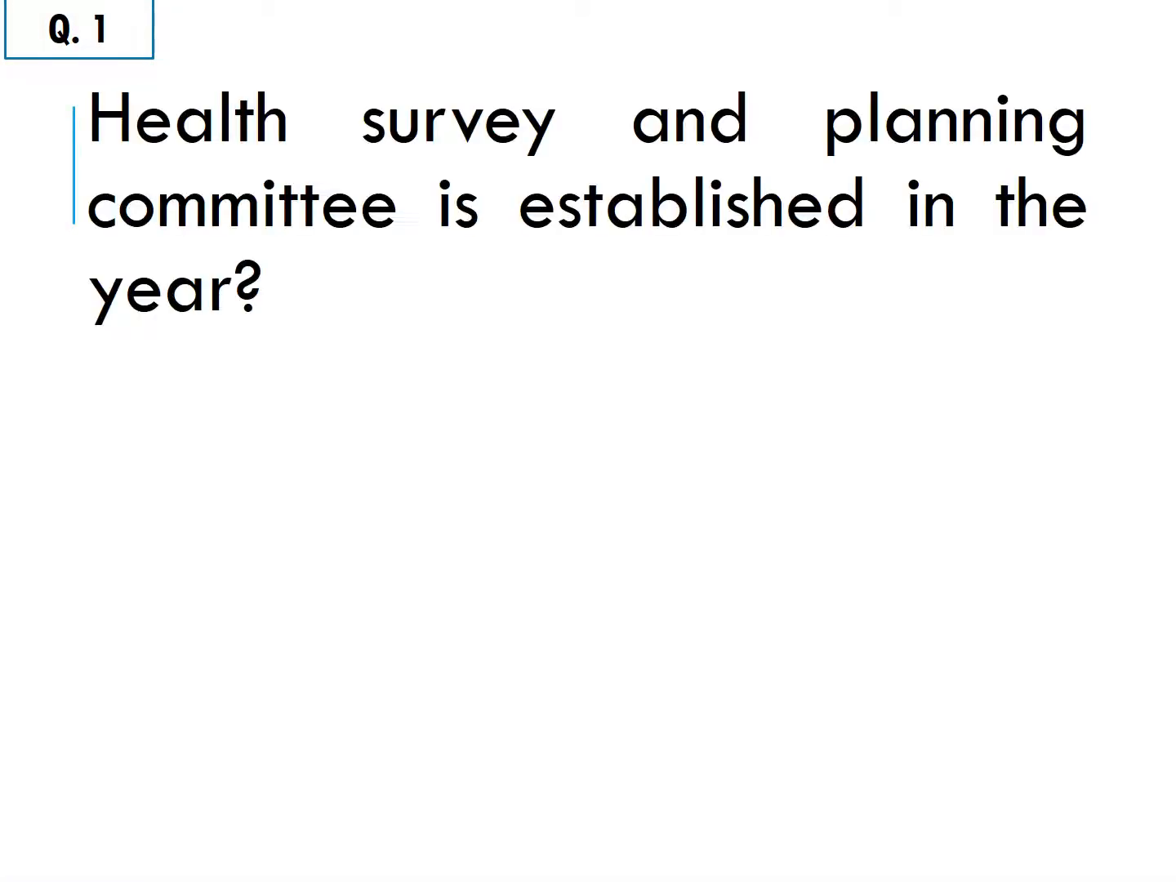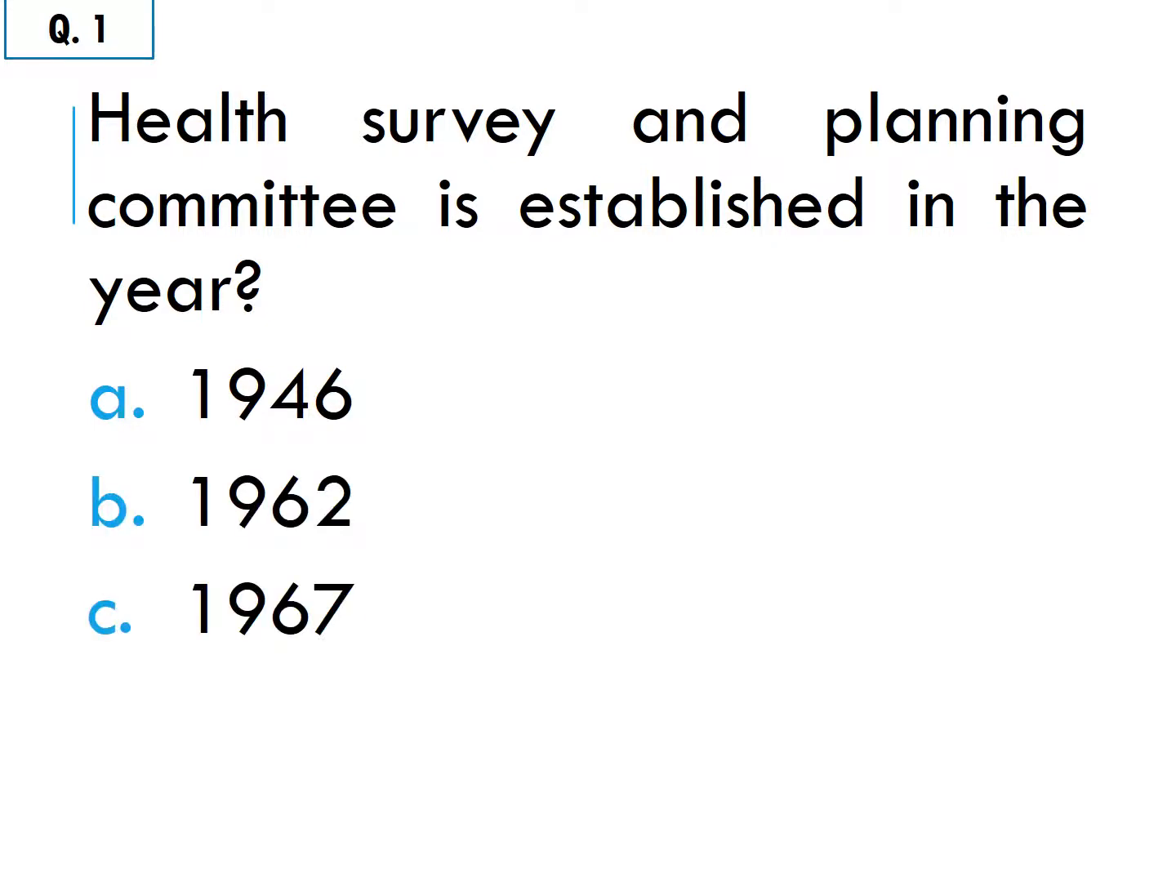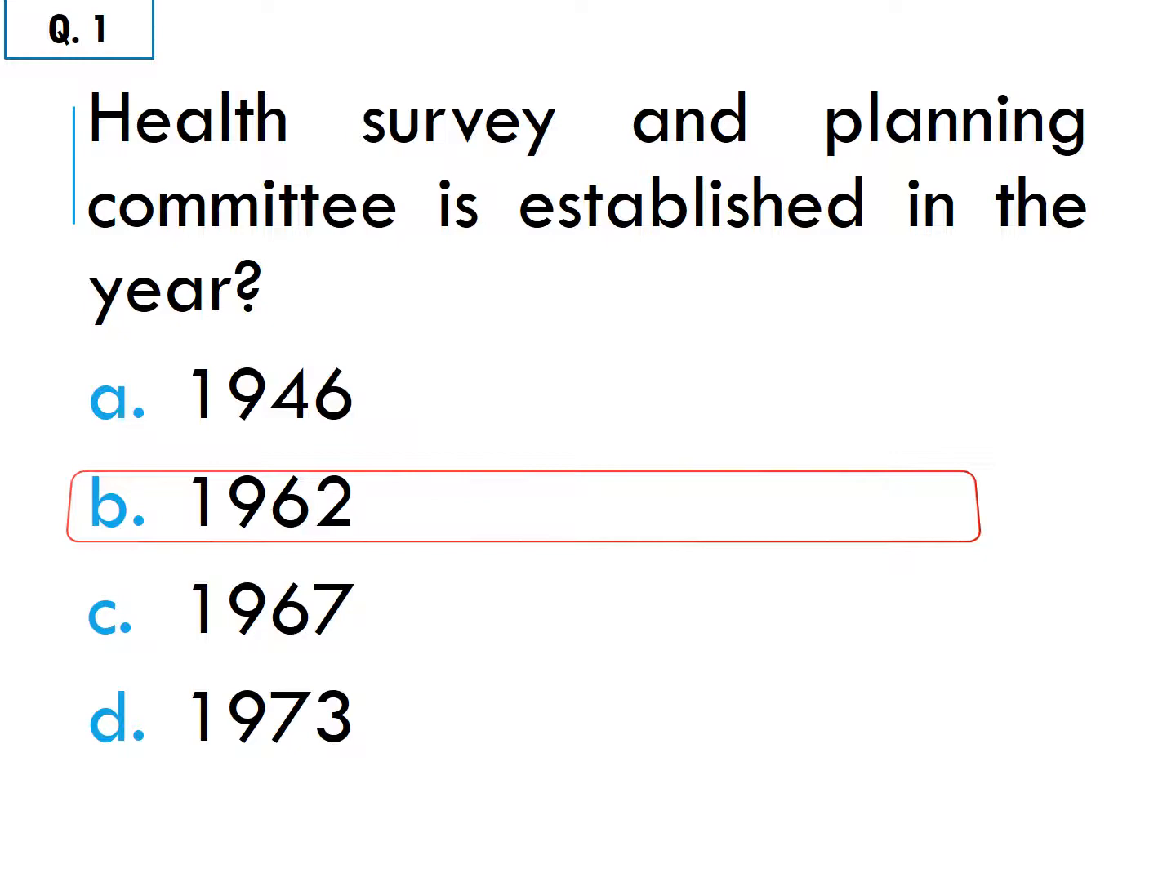Question number 1. Health Survey and Planning Committee is established in the year, and the options are 1946, 1962, 1967 and 1973, and the answer is option B, 1962.